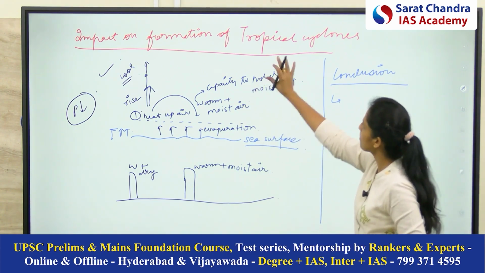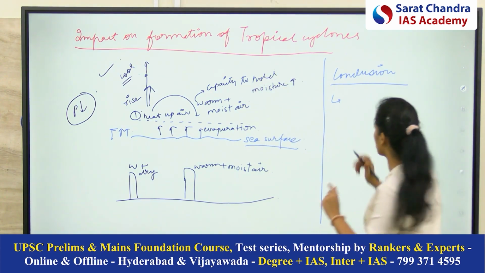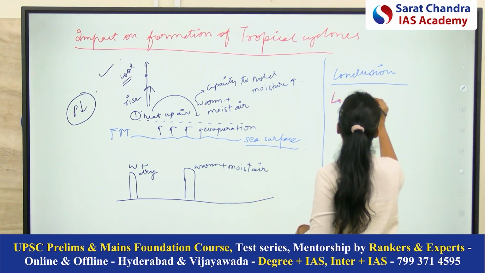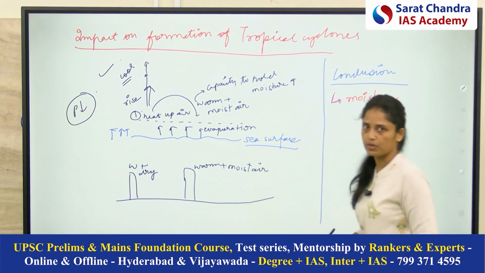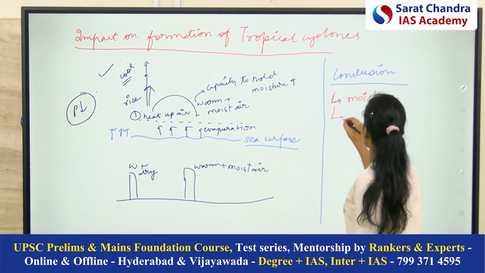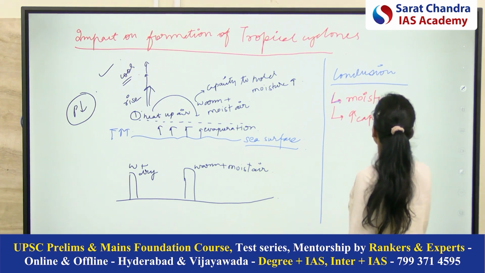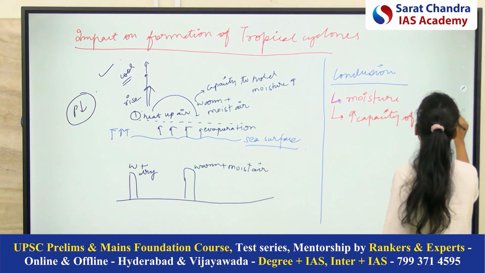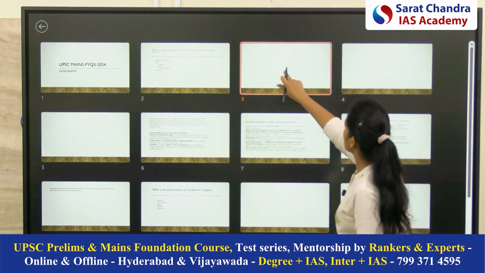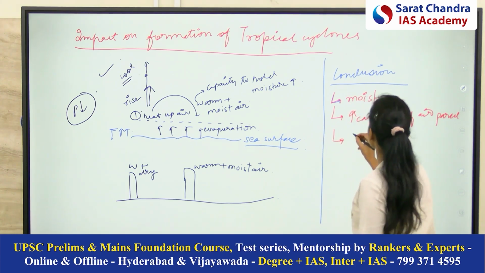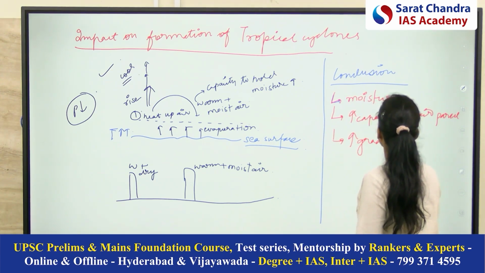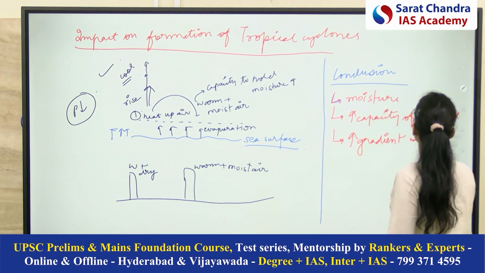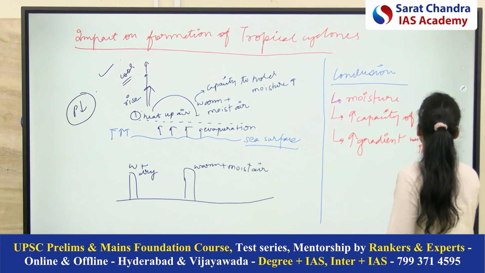So what are the impacts of sea surface temperature on formation of cyclone? The first impact will be that it will provide the required moisture for the formation of cyclones. Second, it will increase the moisture holding capacity of air particles. And the third thing I will say is that it will increase the gradient, which will increase the intensity of cyclone.